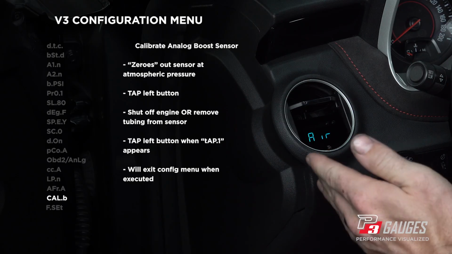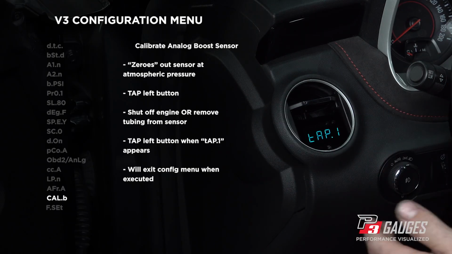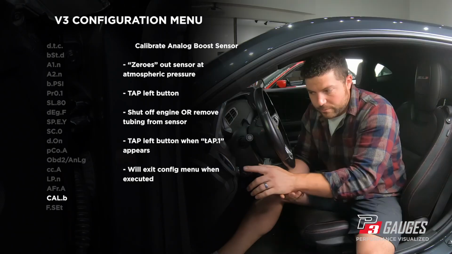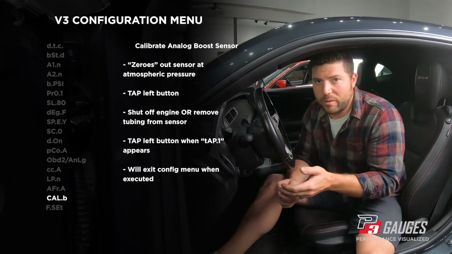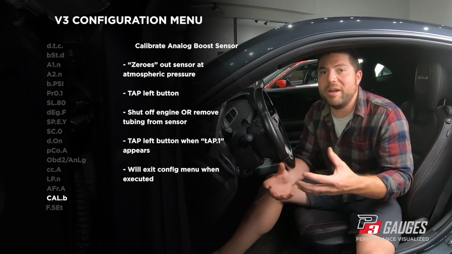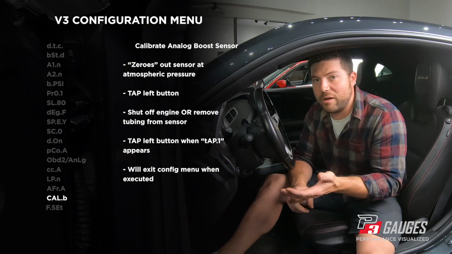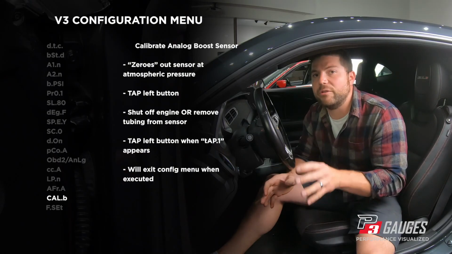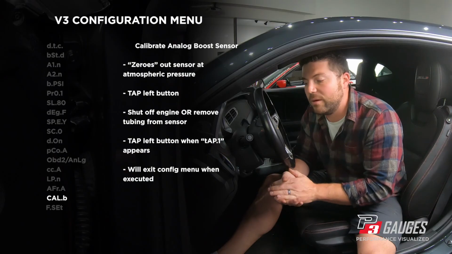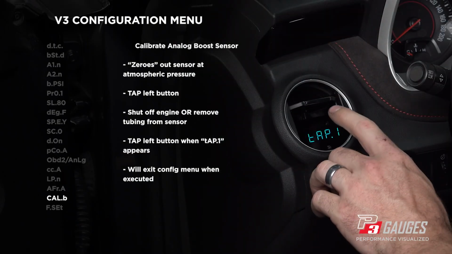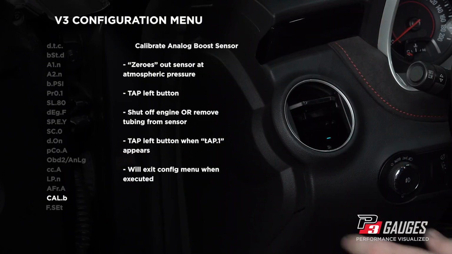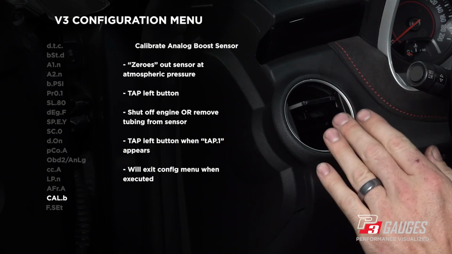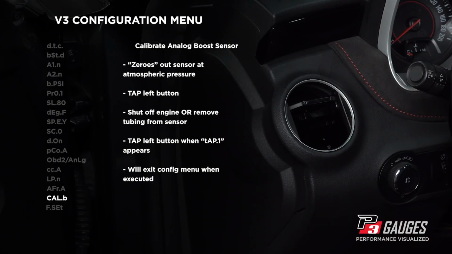And it is going to say open air sensor, cal tap 0.1. An open air sensor basically means we want to make sure the sensor is seeing open atmospheric pressure. Either turn your engine off or you can just disconnect the hose from your sensor, but we want to make sure there's no vacuum or boost applied to that sensor. Then it's going to say tap 0.1, tap the left button one more time. The screen's going to do some swirl motions and then a 0.0, and then it's also going to save and exit the menu as well.